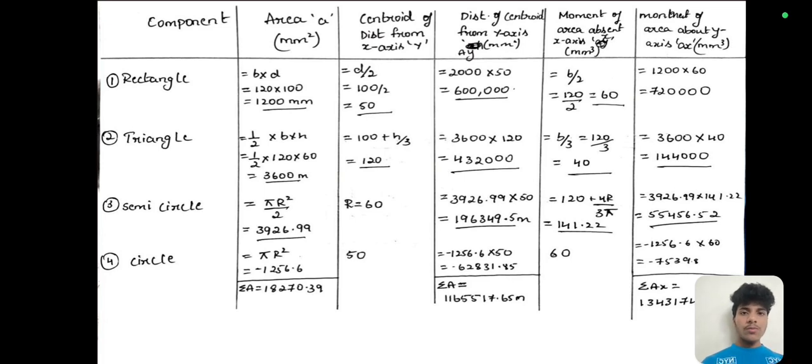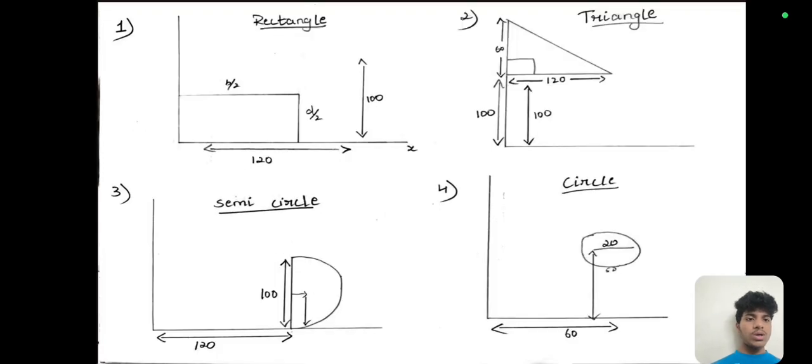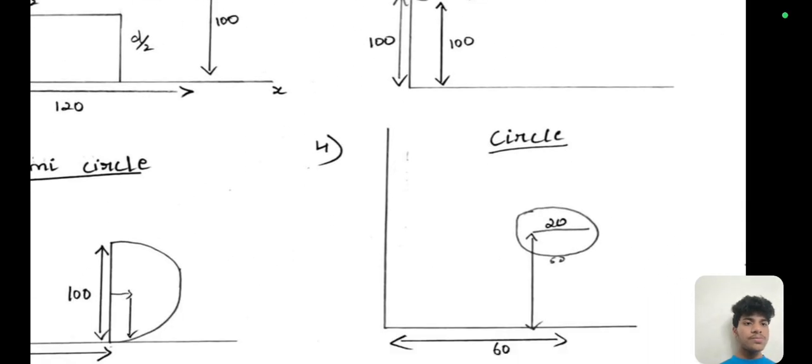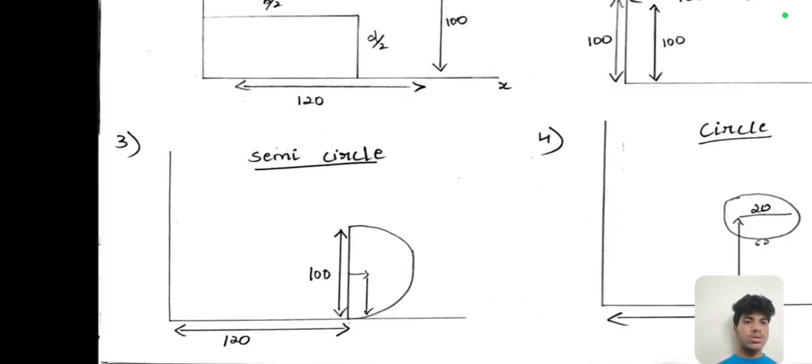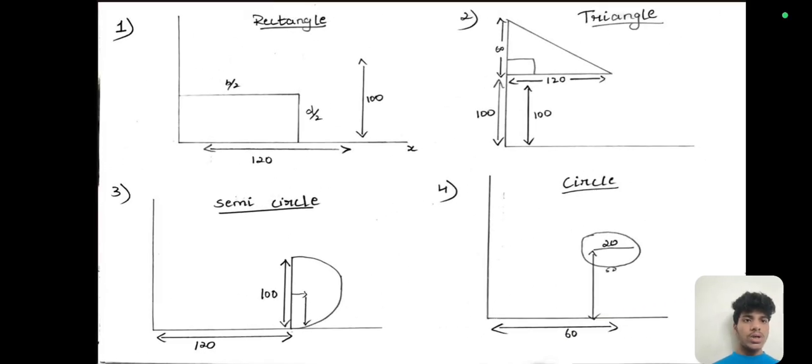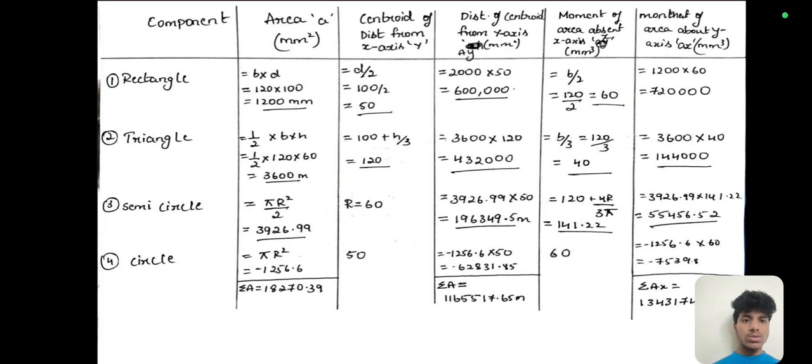So we have done three components here, and our fourth and last component is the circle. So here you can see the circle. We have here 20 and the base is 60. So we'll take it accordingly. The circle area is pi r square, which gives minus 1256.6, and the centroid distance from the x-axis, y, we'll get 50.